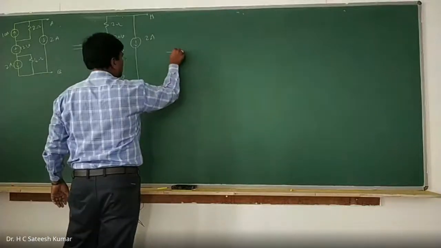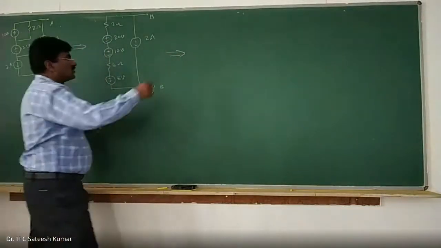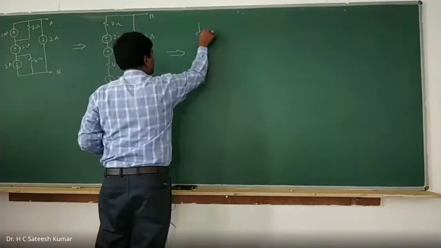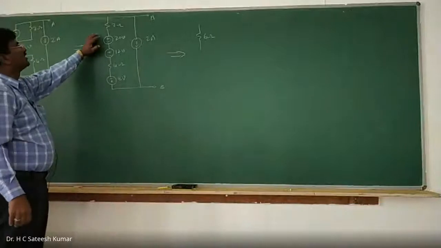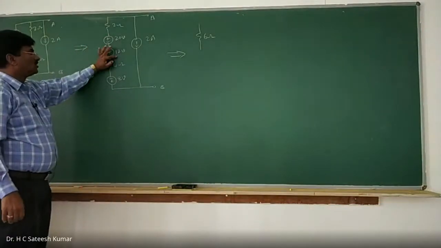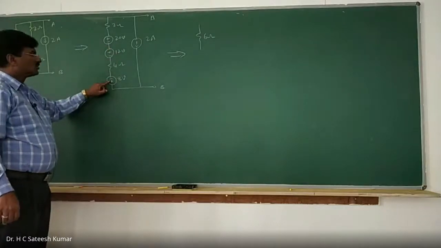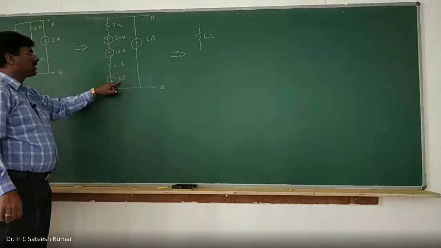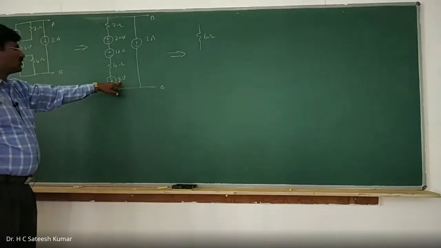All of them are in series. So now what should you do? Simplify. 4 plus 2, 6 ohms. Now plus minus, add them: 20 plus 12 is 32. 32 has opposite polarity to 8, so what will you get? 32 minus 8, which is 24. You will get 24.